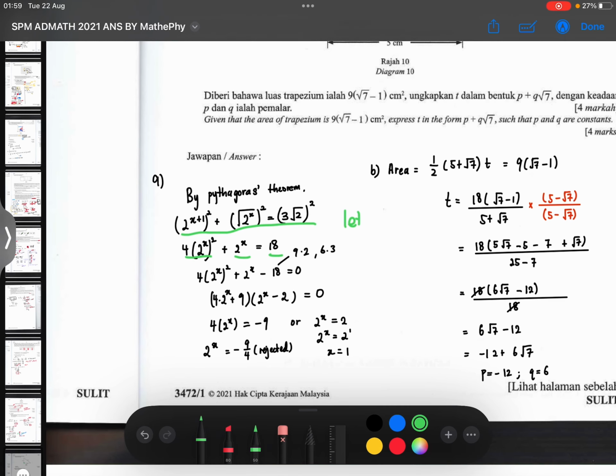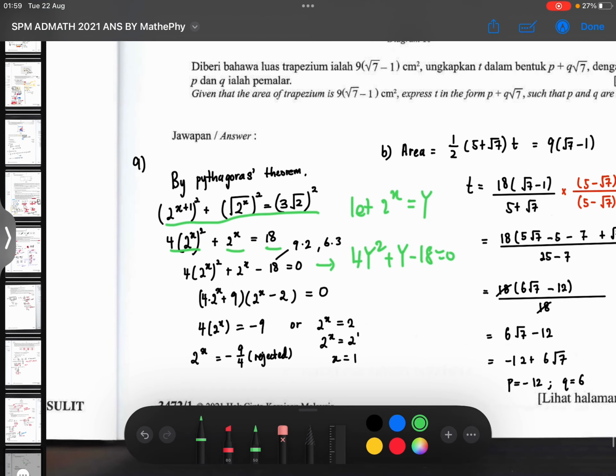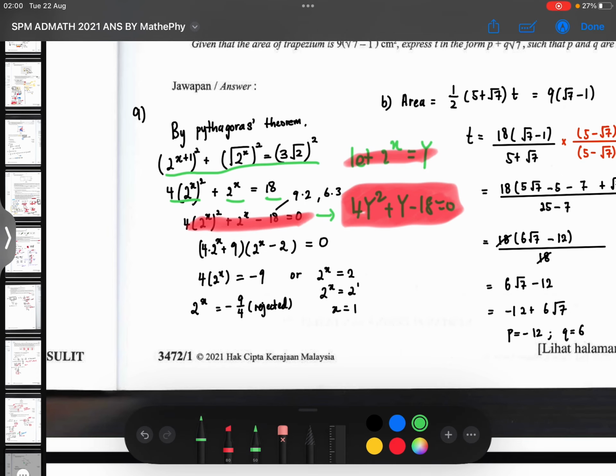You can actually let 2 power x be, for example, y. So you will have 4y squared plus y minus 18. Probably this form might not be so obvious for you to see it is a quadratic equation, so you can let y equal 2 power x, and then you can see it is obviously a quadratic equation. You just solve for y, and I get 2 power x equals minus 9 over 4.